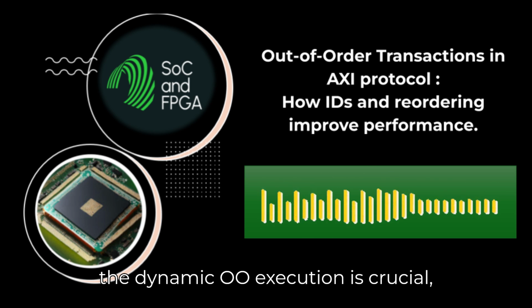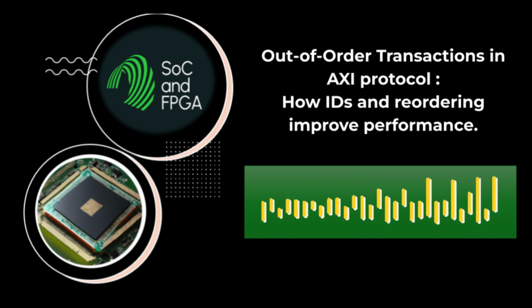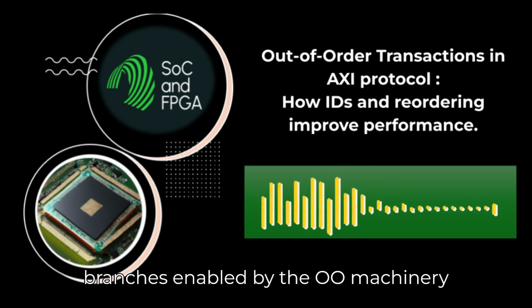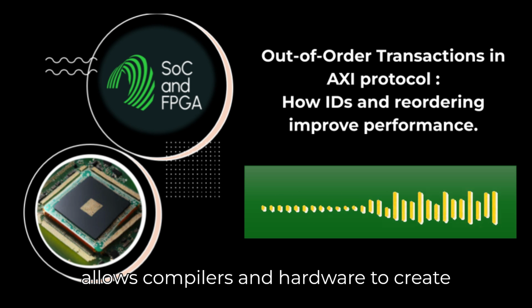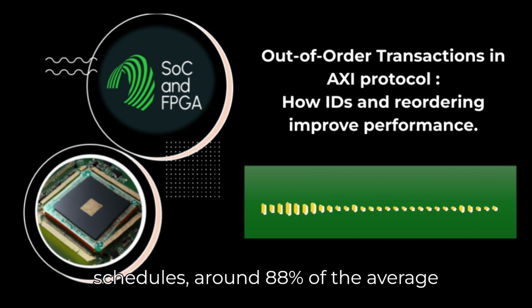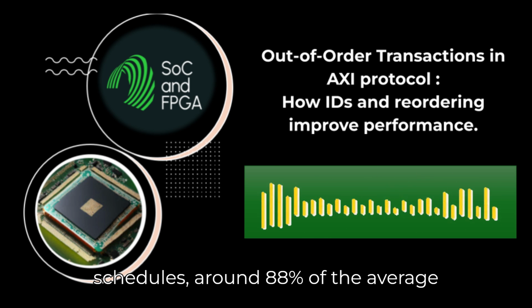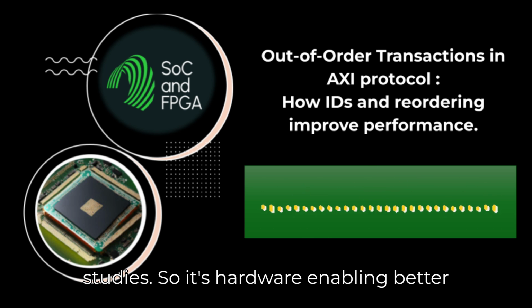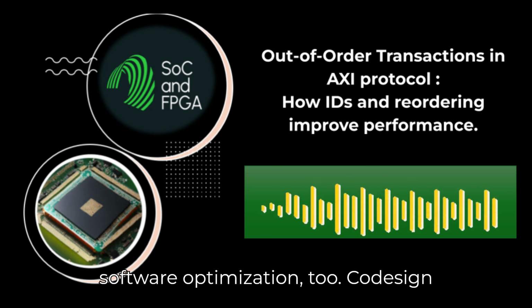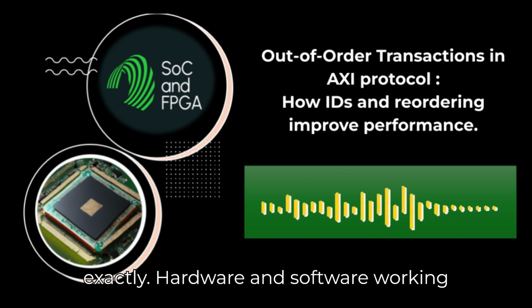While the dynamic OO execution is crucial, the ability to speculatively execute past branches, enabled by the OO machinery, allows compilers and hardware to create highly optimized static instruction schedules. Around 88% of the average performance gain, according to some studies. So it's hardware enabling better software optimization too, co-design. Exactly. Hardware and software working together.